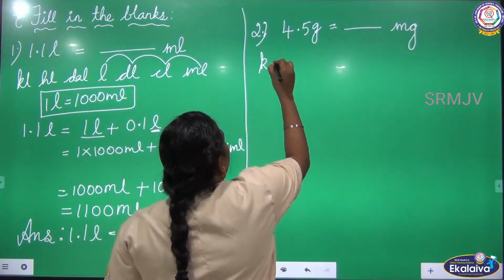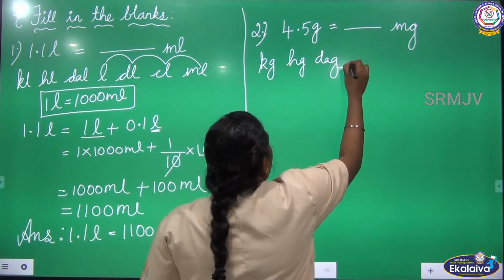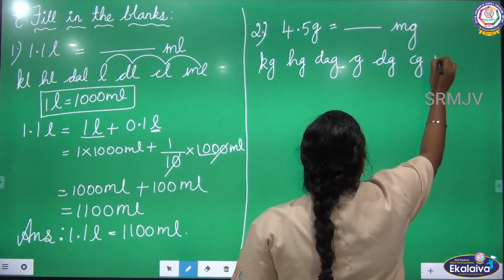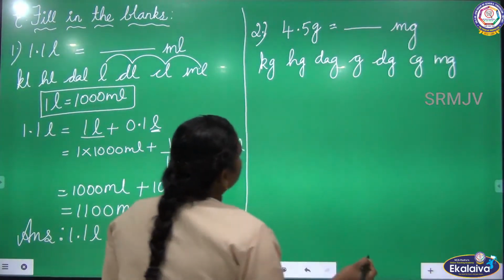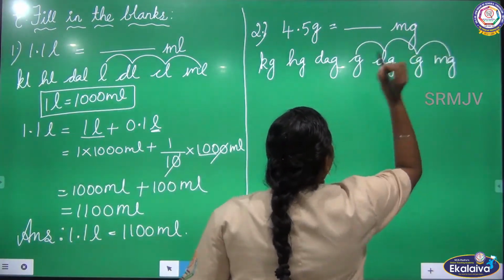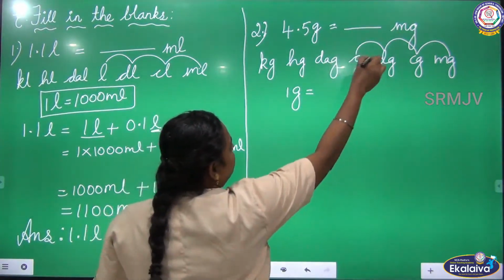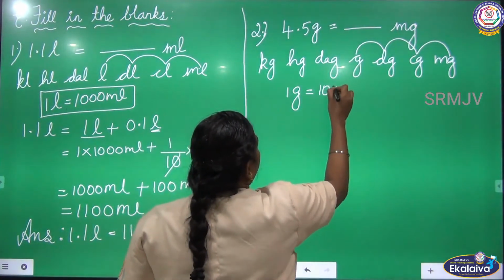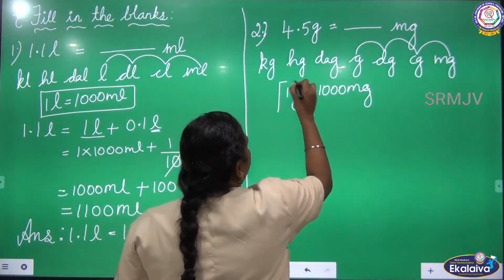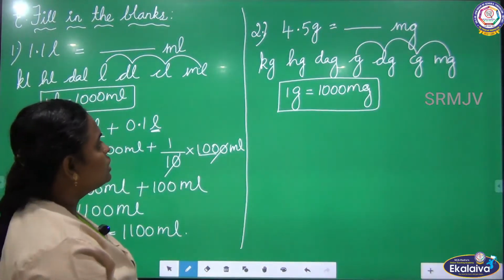Next one, 4.5 gram equals how many milligrams? So listen, kilogram, hectogram, decagram, gram, decigram, centigram, then milligram. So 1 gram equals how many milligrams, children? Look at the arrows. So 3 times. So we can write 1 gram equals 1000 milligrams.